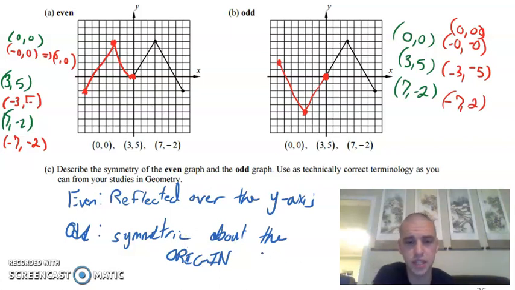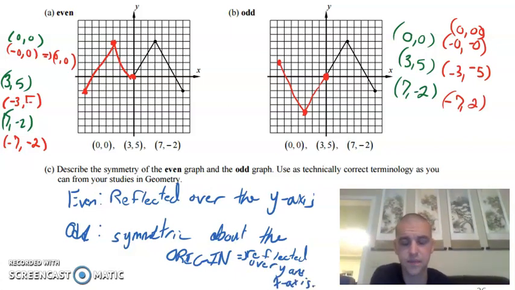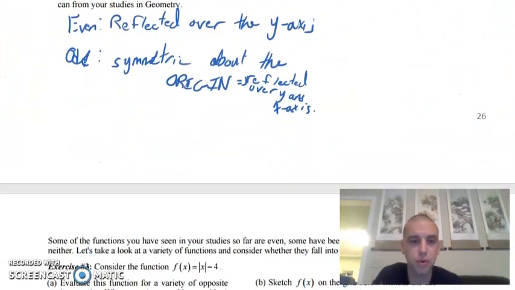Symmetric about the origin means that it's reflected over the y-axis and the x-axis. Okay? So reflected over the y-axis here. So if we go here, reflected over the y-axis to here, and then the x-axis down here. Or in this case, reflected over the y-axis all the way over, and then the x-axis up here. It doesn't matter which order you go in, as long as you do both reflections.